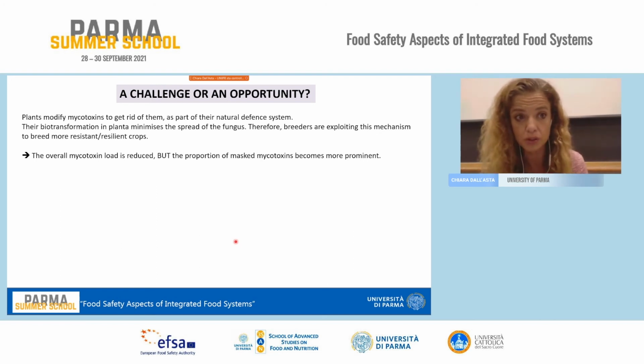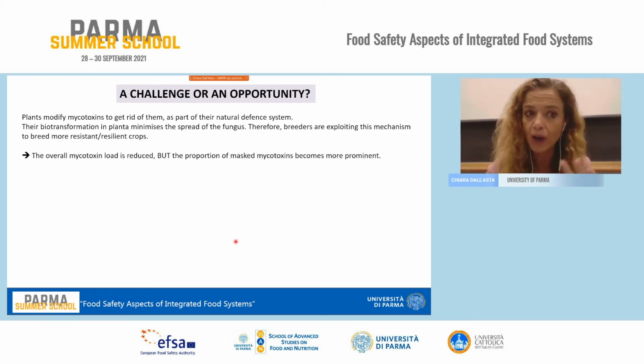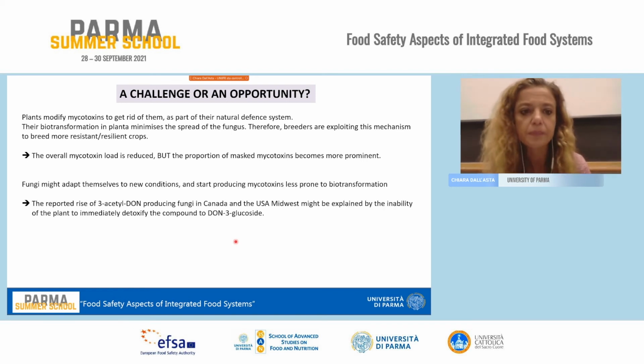But we have to take into consideration that in this way, the proportion of masked mycotoxins towards, let's say, parent mycotoxins becomes more prominent. So we need to have analytical methods and we need to consider these compounds in our risk assessment. Otherwise, we miss a part of the picture.